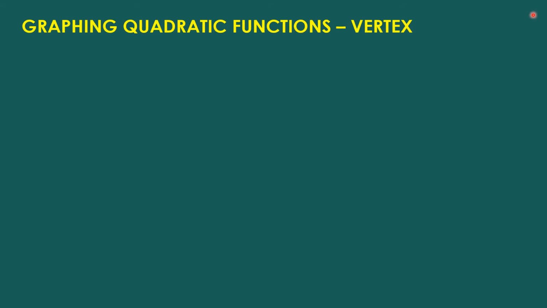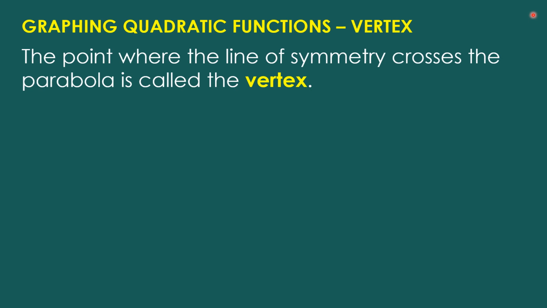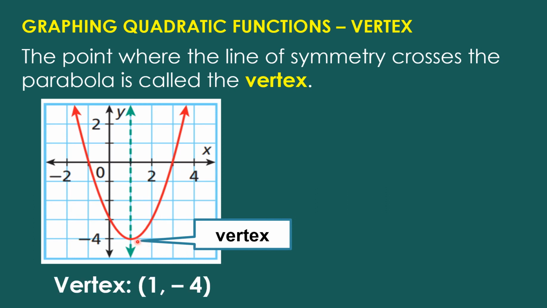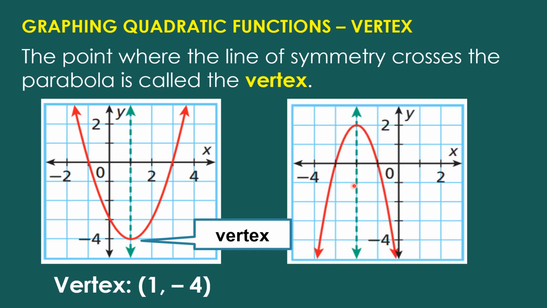Next in graphing quadratic function is the vertex. The vertex is the point where the line of symmetry crosses the parabola. In this graph, notice that this is our axis of symmetry when x equals 1. This point here, where the line of symmetry crosses the parabola, is what we called the vertex, and this vertex is at (1, -4).